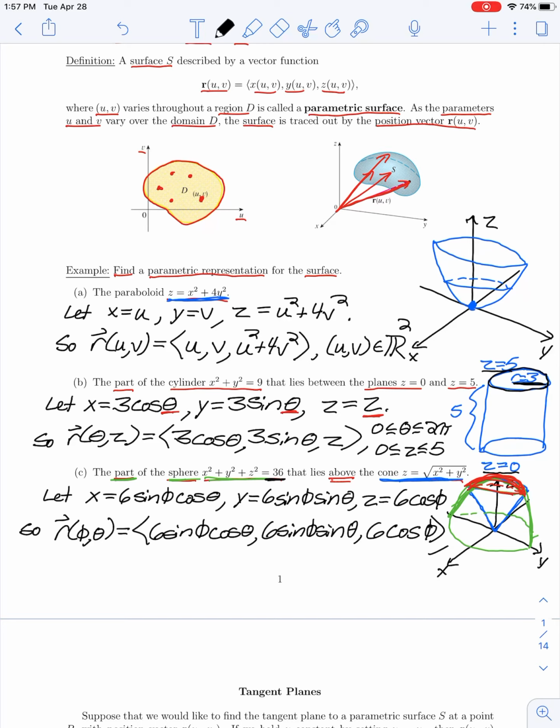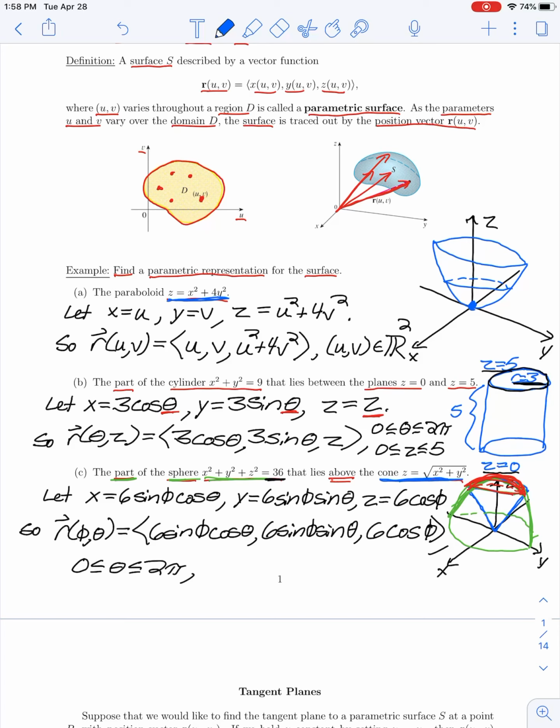So here, since we're talking about the cap of a sphere, we're looking at a full rotation around that cap of our sphere. So we have theta lying between 0 and 2 pi. And our phi value, well, let's think about where phi can range from. Remember, phi represents the angle measured downward from the positive z-axis.